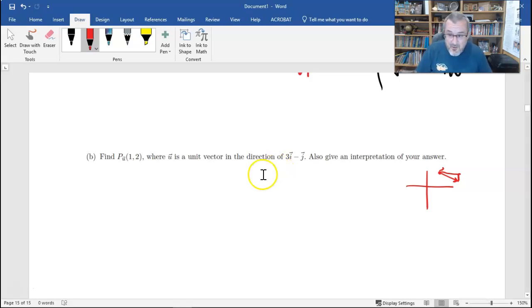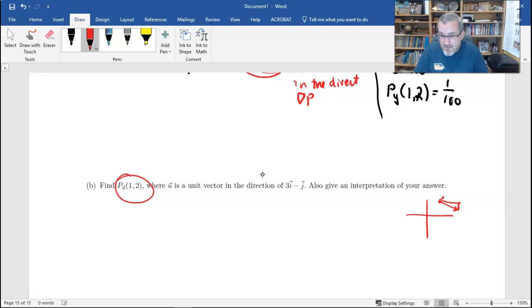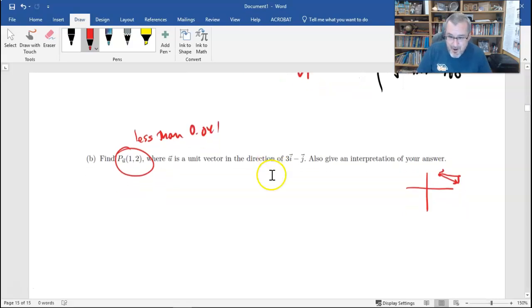Now here's one thing I know for sure. Whatever we determine for this rate of change, I know it's going to be less than the 0.041 that we already saw. Let's find out if I'm right.